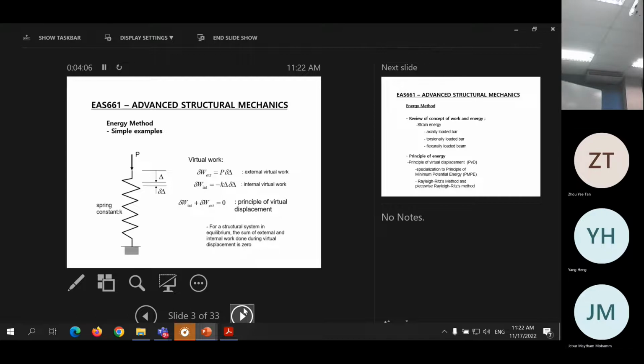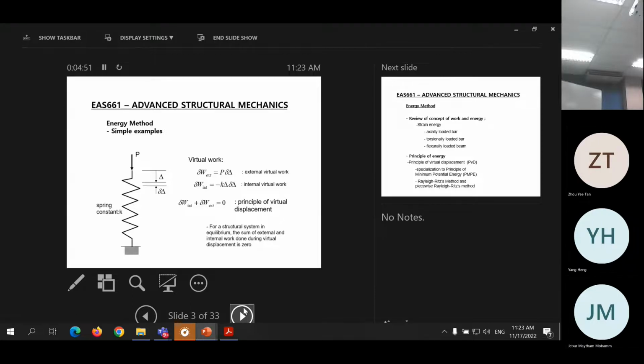Because you disturb this, there is work done by the load that we apply. This is a real load, an external load. From the definition of work done, it is the product of P multiplied by delta, where delta represents a virtual displacement, which is not real. So this is the work done by the external load, because this is the applied one, and that is why we put external here. Since this real load is given a virtual displacement, this is also external virtual work.